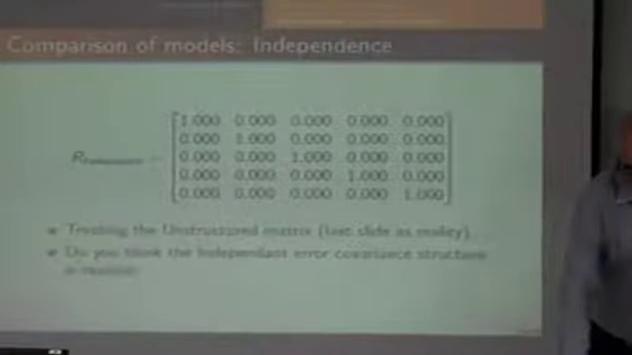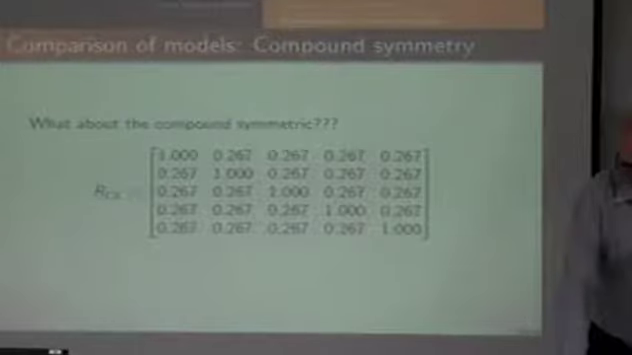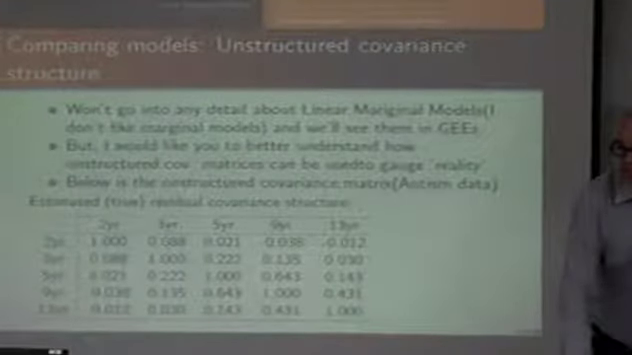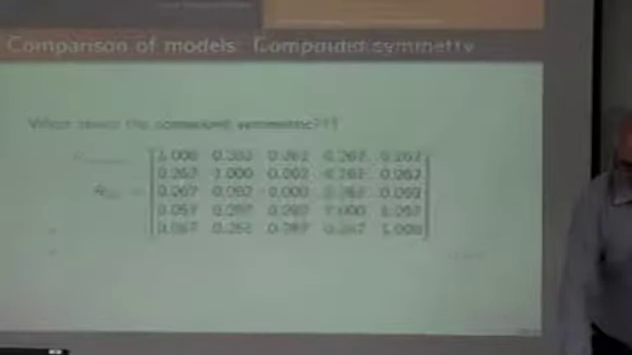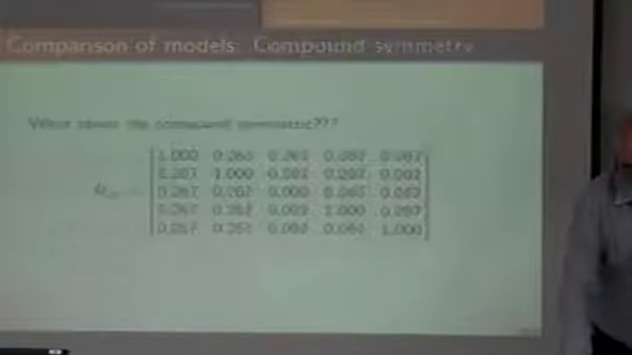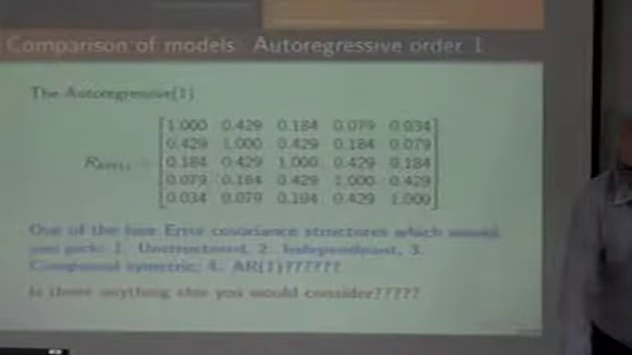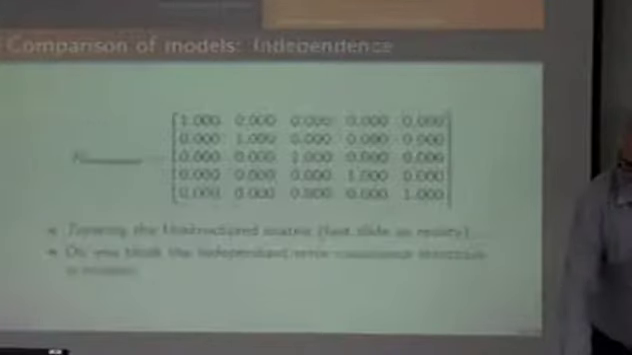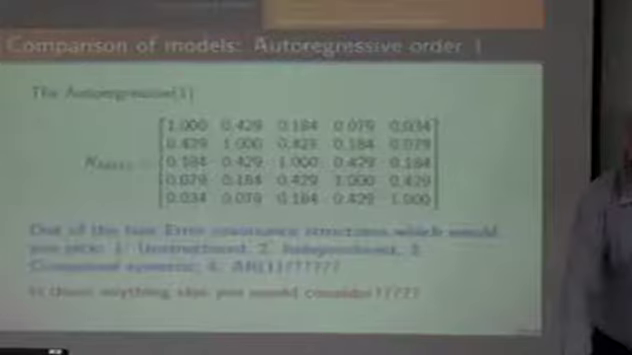Here are the actual matrices. That's the compound symmetric. You think that there is a good picture of that? Compound symmetric, unstructured? No, not even close. Autoregressive one, what about that one? Now see, even that's not a terribly good fit. I'd probably go with the unstructured there.